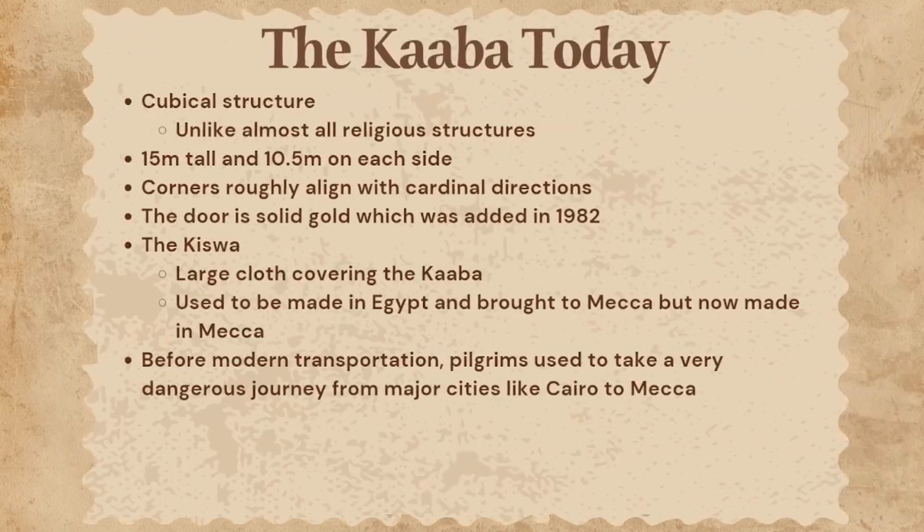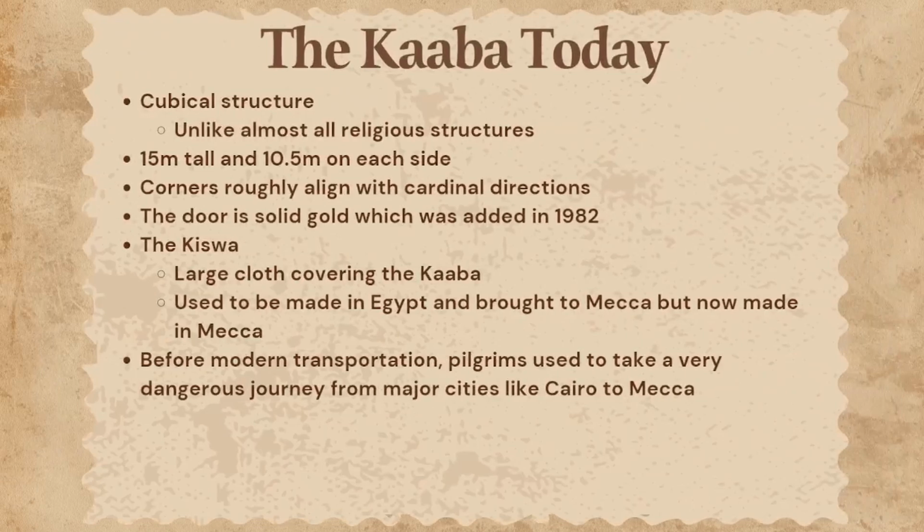Today, unlike almost any other religious structure, the Kaaba is a cubical structure. It is 50 meters tall and 10.5 meters on each side. Its corners roughly align with the cardinal directions. The door of the Kaaba is now made of solid gold, which was added in 1982. The kiswa, a large cloth that covers the Kaaba, used to be sent from Egypt with the Hajj caravan, but today is made in Saudi Arabia.